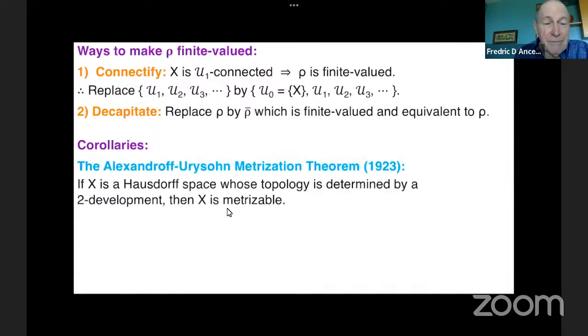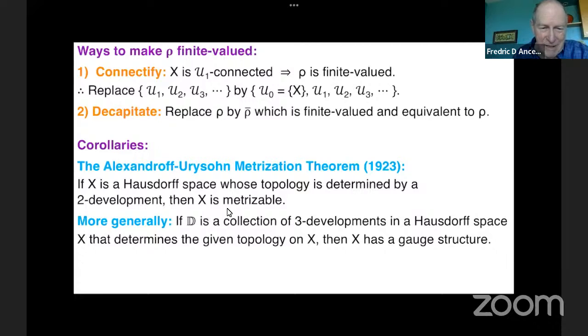And so that gives you this classical Alexandrov-Urysohn metrization theorem. That if you have a Hausdorff space whose topology is determined by a 2 development even, then it's metrizable. Remember, 2 developments, you can turn them into 4 developments by skipping every other element of the development. And so you get, this was their 1923 theorem.